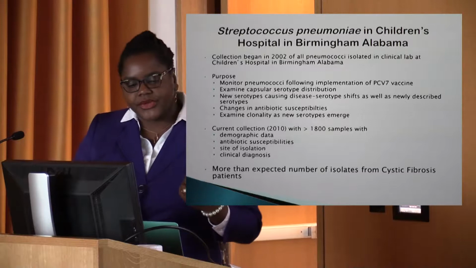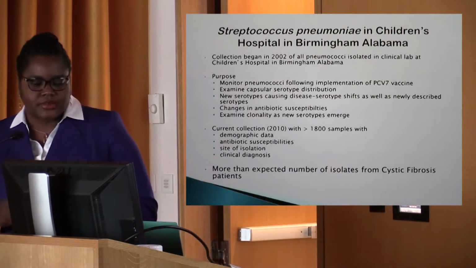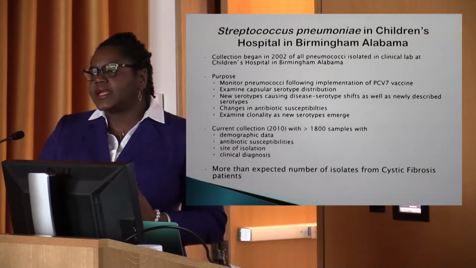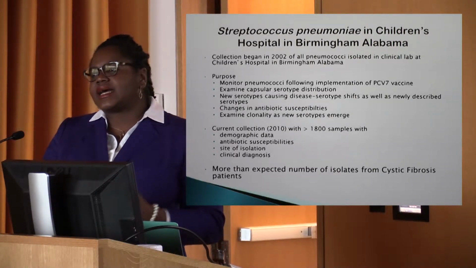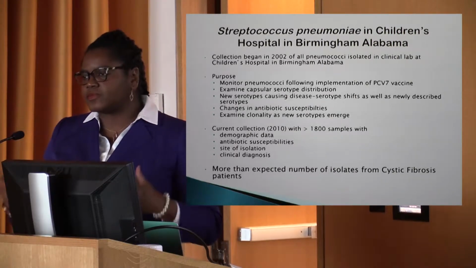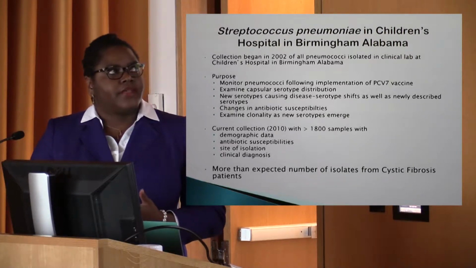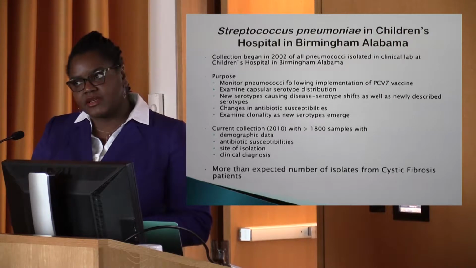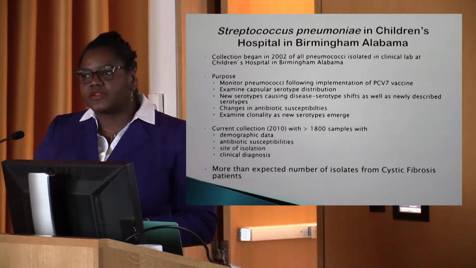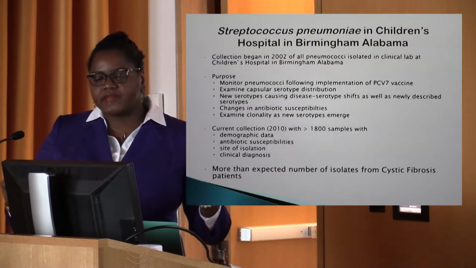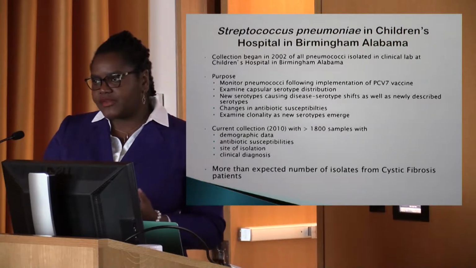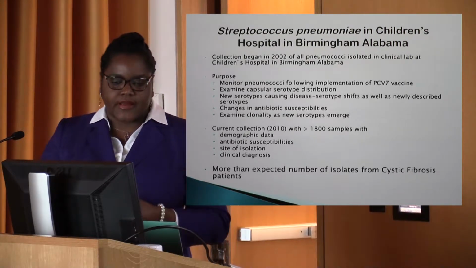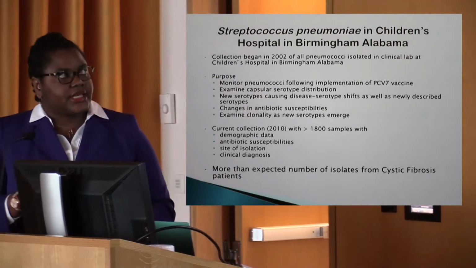So what do we do? In 2002, Dr. Marilyn Crane at the University of Alabama in Birmingham began a collection of all of the pneumococci that came through Children's Hospital. Why did she do this? There was a vaccine that was instituted at that time called PCV7. If you have children or you follow the pediatric recommended cycle of vaccination in the U.S., you may have heard of PCV7 or PCV13 because it is part of that recommended scheme.